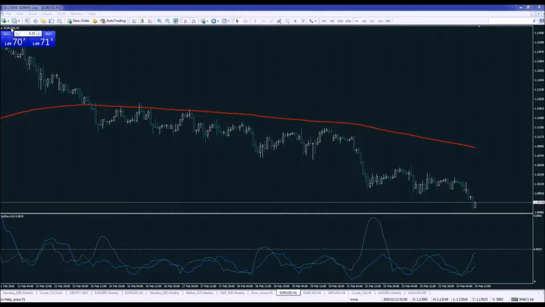The value of the standard deviations are shown in terms that of course relate directly to the price of the underlying instrument that we're actually trading. So in this case, this is the US dollar.